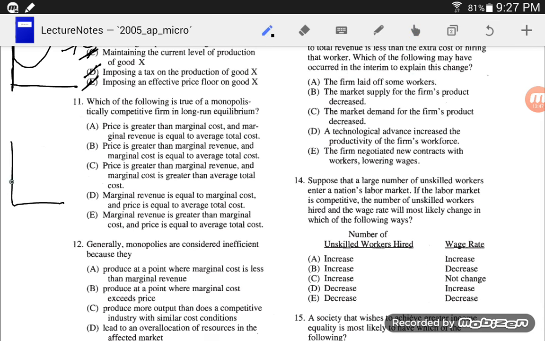Well, in the long run, if the firm had been making profits, there's marginal cost. In the long run, other firms would enter the market, which would drive demand down, and they'd be producing. I'm trying to draw this as best I can here.